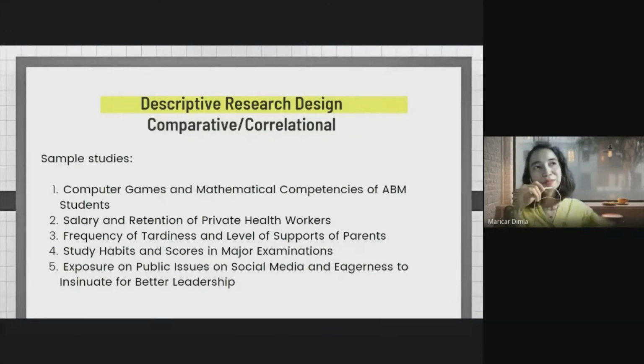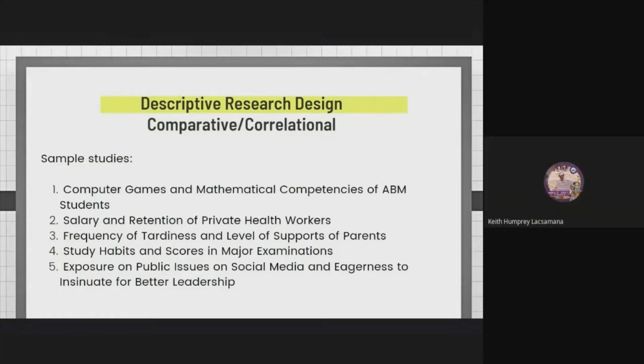No class, no? Don't just simply focus on the arrangement of the words. Analyze. Okay, analyze the title. Okay? So about the sample study number 4. Yes, Kit? Yung independent variable po yung study habits. Tapos po independent naman po yung scores in major examination.